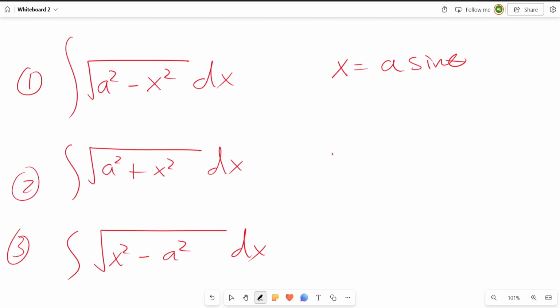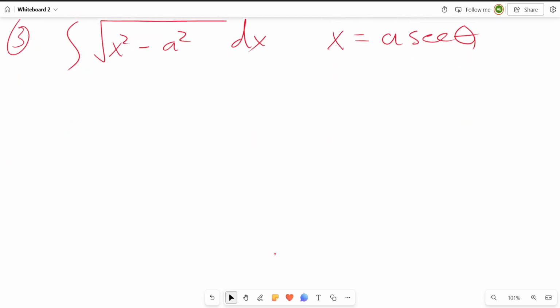The second part, when you see something that looks like this, you should substitute x equals a tan theta. And why is that? Because we know 1 plus tan squared theta is secant squared theta. And over here, when we see something like this, we should substitute x with a secant theta, because we know that secant squared theta minus 1 is tan squared theta. So let's take a look at how this works using examples.